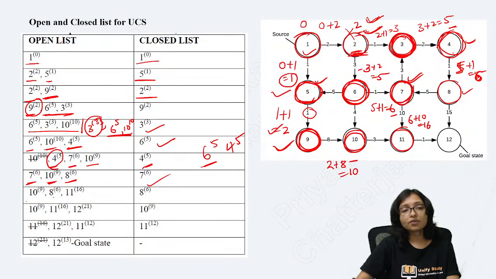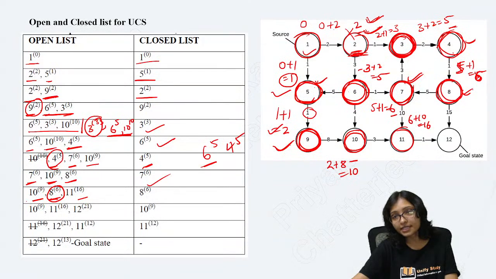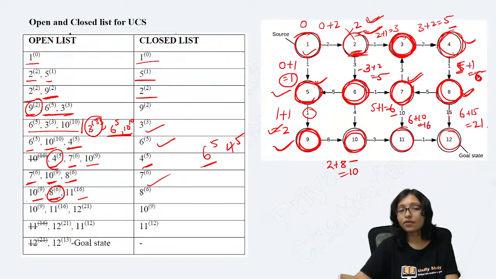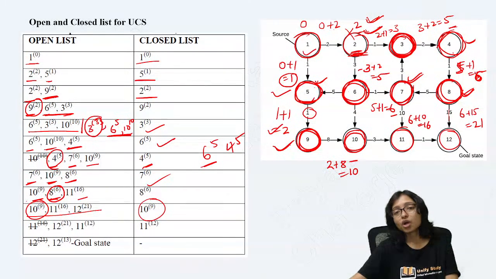So previous one was 8 was 6, then 9. I am going to choose this one, 8. Now I will visit 8. Whenever I am visiting 8, then this is open now. And I will calculate here 6 plus 15, that is 21 now. Now out of that, which one should I choose? This one, that is 10, 9. So I am going to select 10.